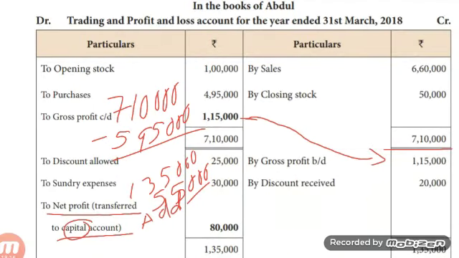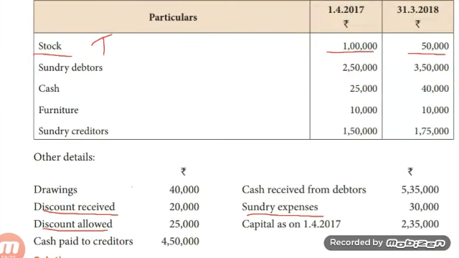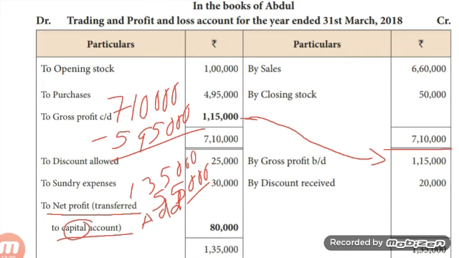By sales 6,60,000. Then the next item in the trading account is closing stock. Take it from the closing amount. Enter as by closing stock 50,000. Children, now we entered all items in the trading account. Let me say once more. To opening stock, 1 lakh. To purchases, here only credit purchases, so you should write as to credit purchases, 4,95,000. Then by credit sales 6,60,000. Then by closing stock 50,000.